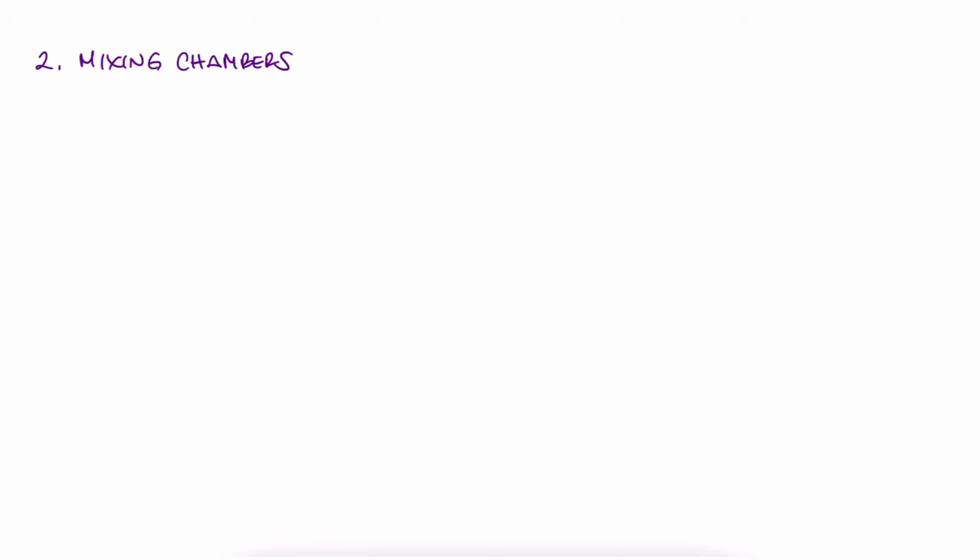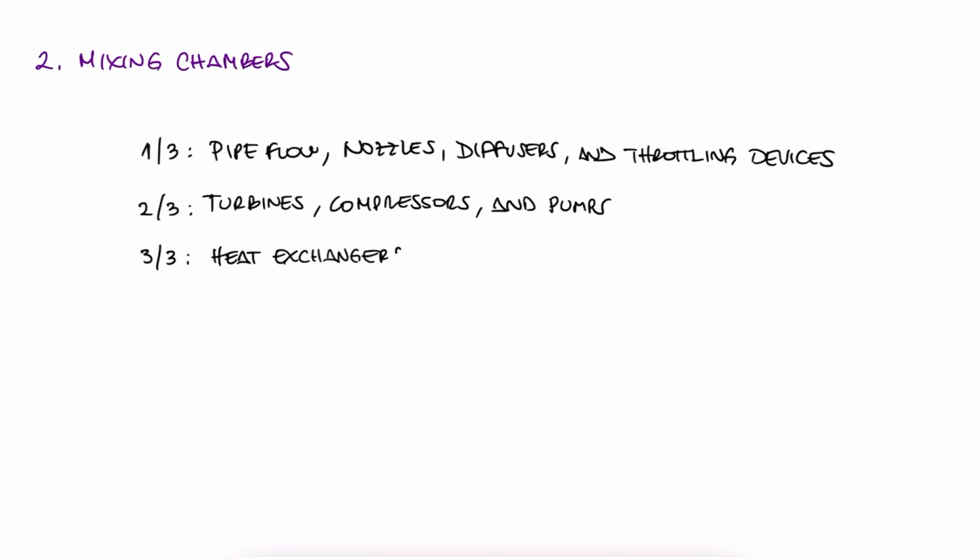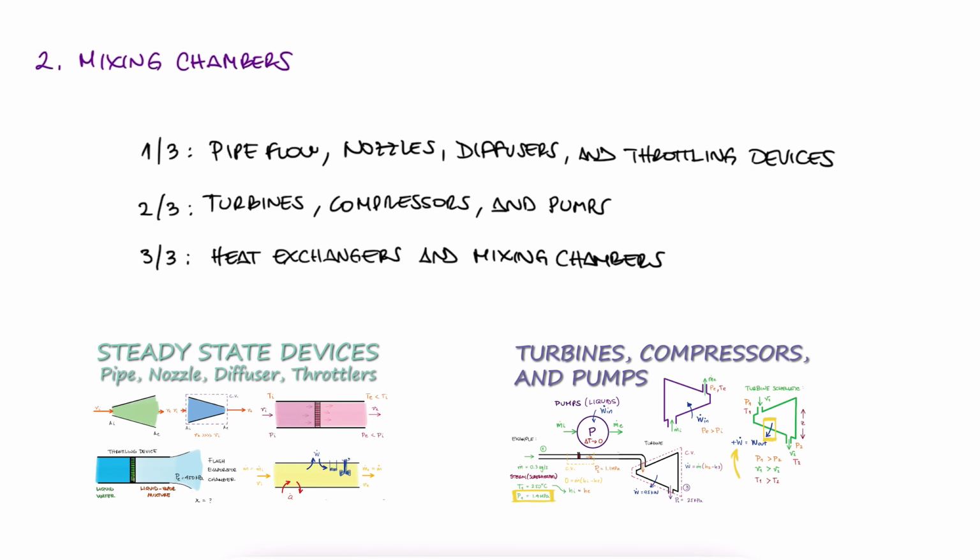The last device we're going to have an overview of is the mixing chamber. Remember that if you want to learn about pipe flow, nozzles, diffusers, and throttling devices, as well as turbines, compressors, and pumps, the two previous lecture videos cover these topics. The links to those videos are in the description of this one.